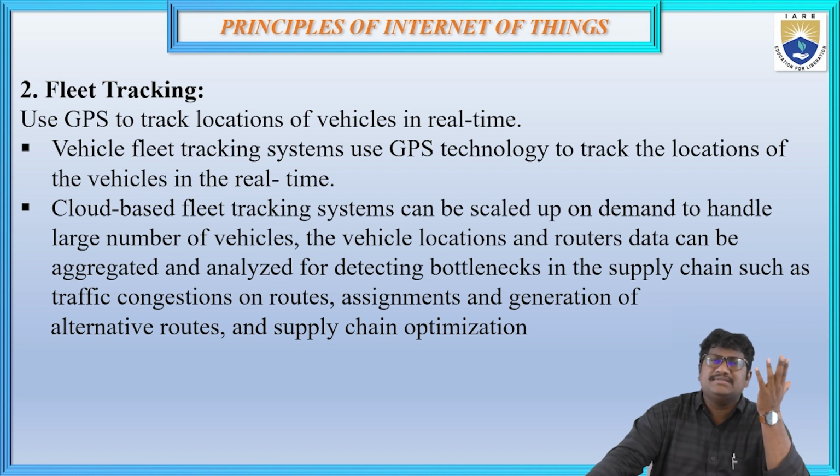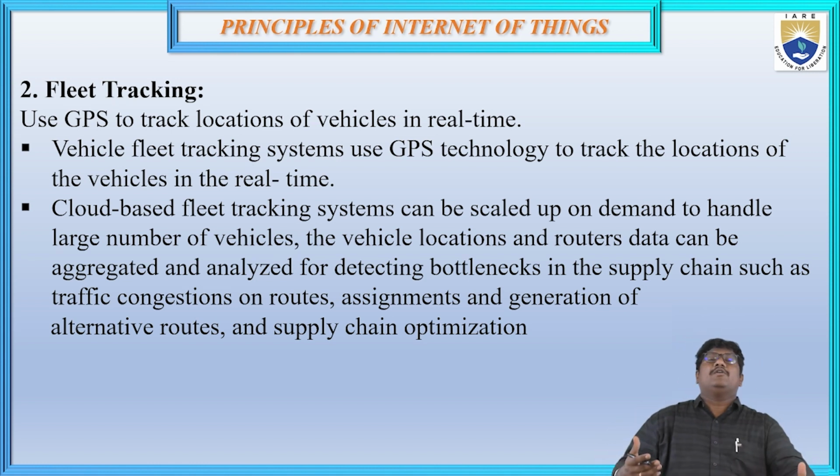Why? Because there will be some traffic congestion in routes, there will be some assignments which have to be delivered on demand, and there will be some alternate routes which can be provided for them to approach in a fast way. There will be a supply chain optimization, handing over some goods in some particular place while going to their destination. In between, they have to handle some goods. Like this, up-to-date technology can be done with the help of this cloud-based fleet tracking system.